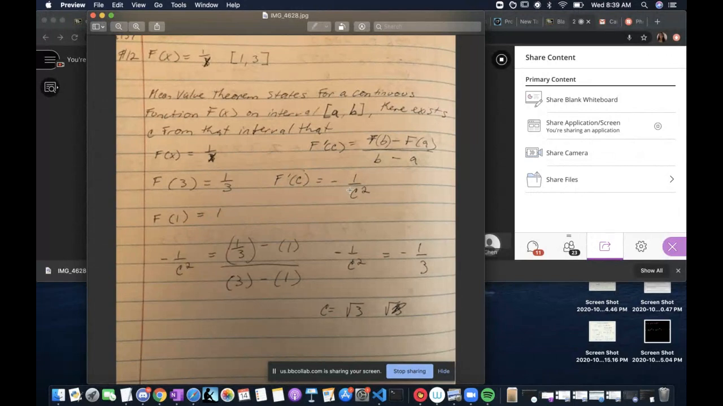I plugged in the 3, so I actually didn't get 1 over 6 squared. I got 9 squared instead. So that's why I think I did something wrong there.